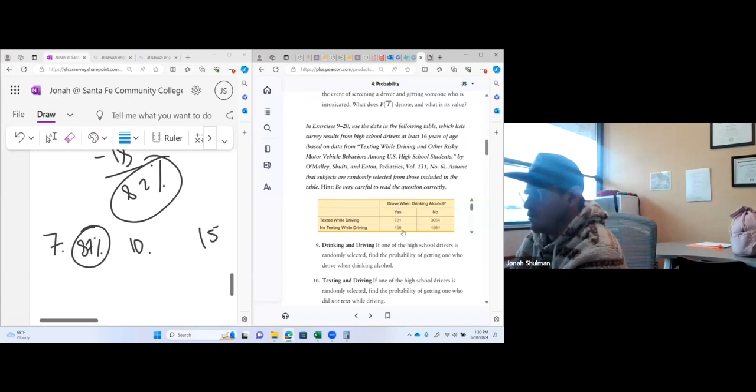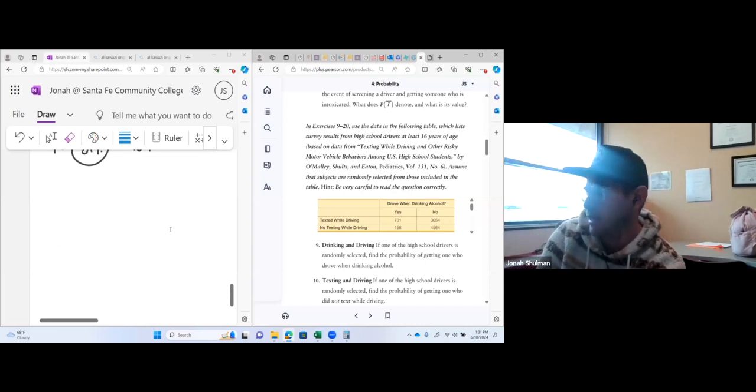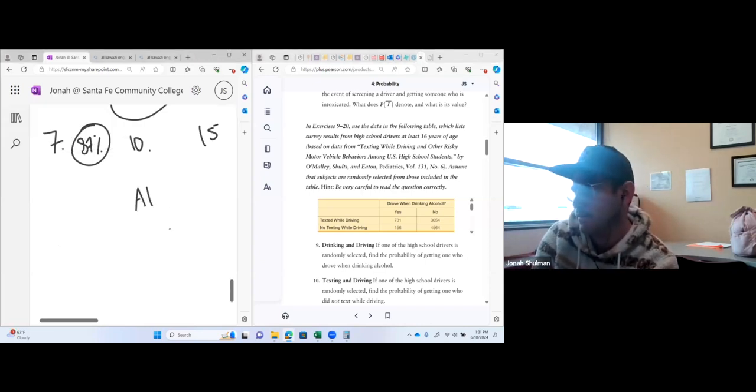731 said yes, 156 said no, 30,054 said no to both of these. And this said no to both. So this is texted yes and no to this. So it's a 2x2 chart, right? To get the 2x2 chart, we can add across and add down and then add your totals. What do I mean by that? Might as well really show you what one of these tables really does. So we got alcohol on top. We got texting over here. Yes, no.